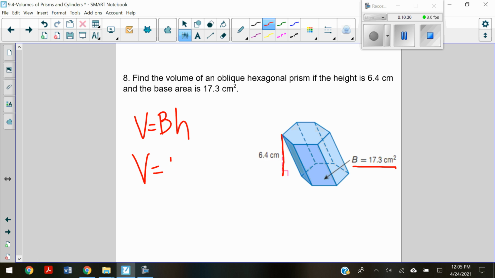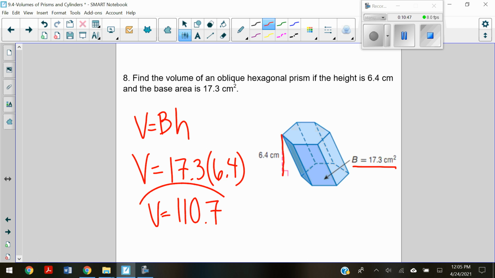So 17.3 times 6.4 could not be easier. They tell us both of the things we need. Did you do it in your calculator? You should get 110.7. It was 7.2, but we can just round to one decimal place. Centimeters cubed.